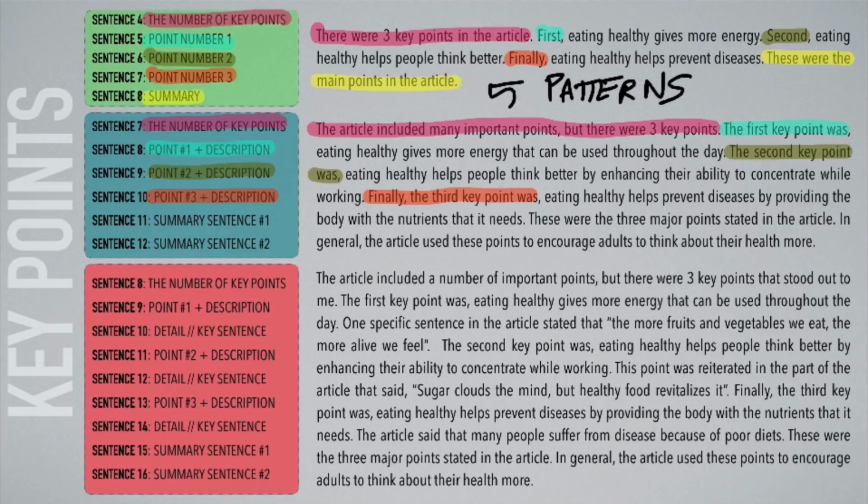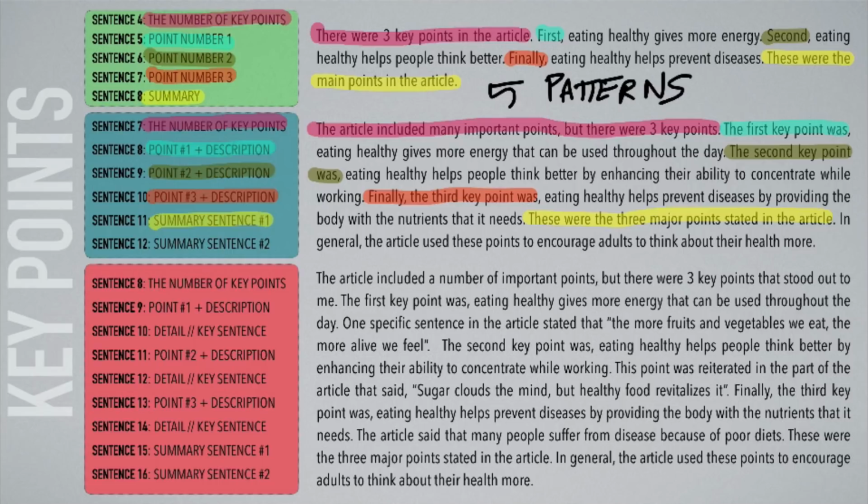Okay, let's continue. The next one is the summary sentence number 1. Okay, it says, these were the 3 major points stated in the article. Now this one as well needs to be the entire sentence. You'll write it verbatim or exactly as it is here. These were the 3 major points stated in the article.